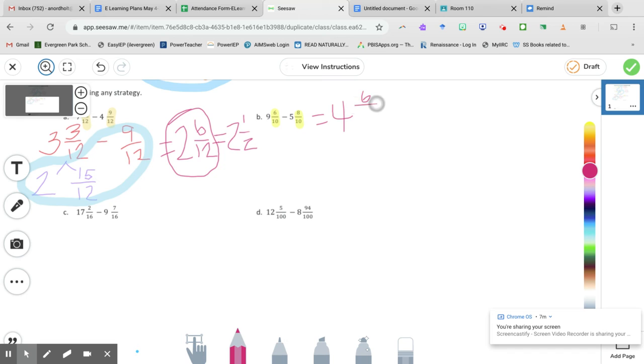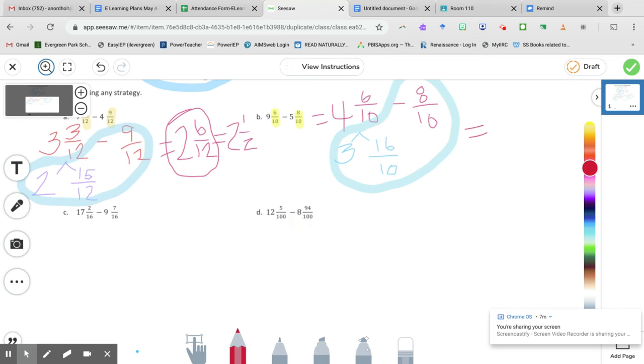And then I rewrite my fractions. Still have the problem though, I can't subtract 6/10 and 8/10. So let's break apart our 4 and 6/10. So I'm going to take 1 away from the 4 and have 3. And then I have my 10/10, but I add on my 6 and I have 16/10. So I have 3 and 16/10 minus my 8/10.